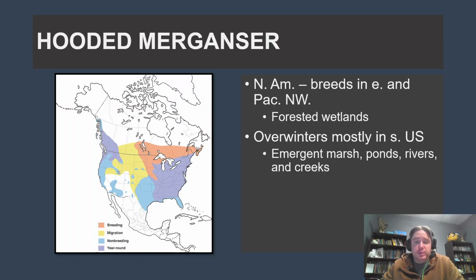Distribution: North American, breeding throughout eastern North America and in the Pacific Northwest and in forested wetlands specifically. And then they overwinter mostly throughout the southern U.S. in emergent marshes, ponds, rivers, and creeks. Basically, they don't overwinter typically on really, really large bodies of water. So when there's a big freeze, they might get pushed to a larger body of water.